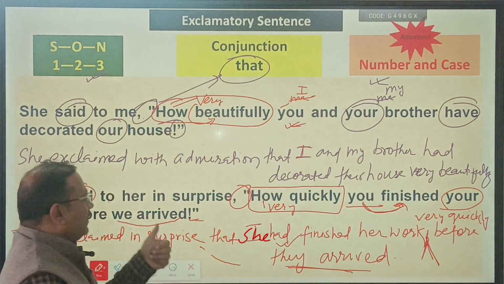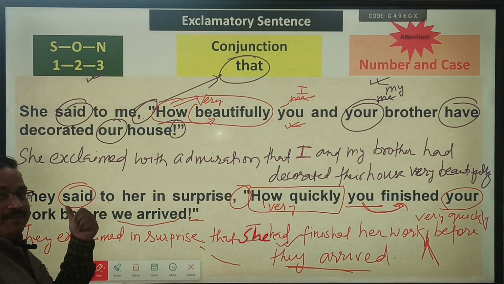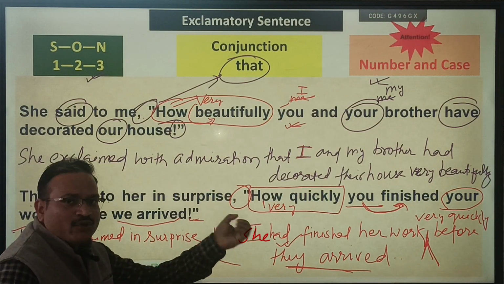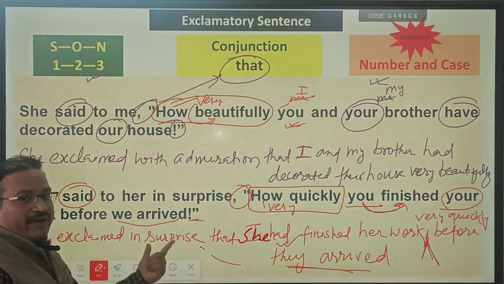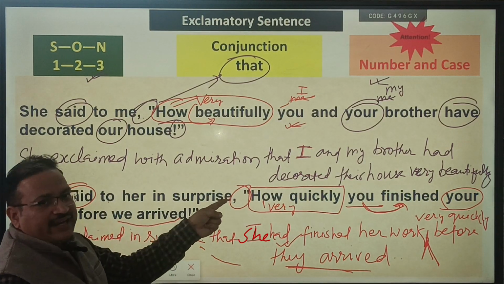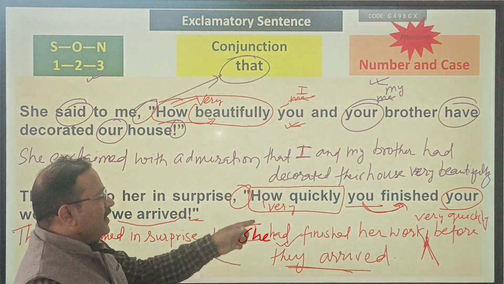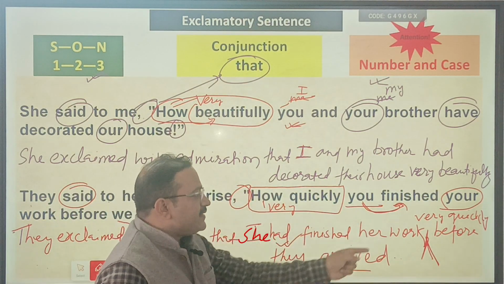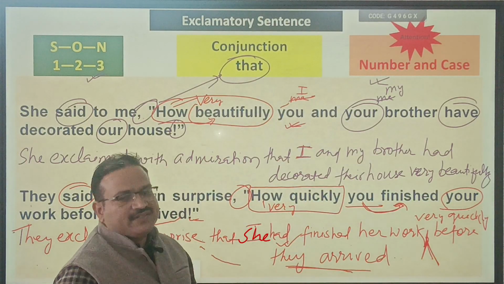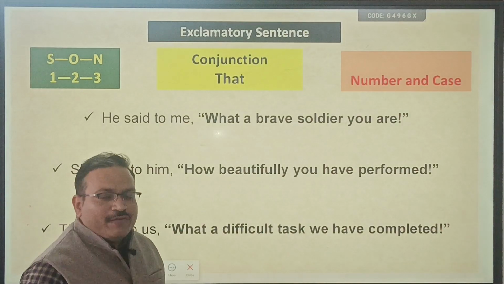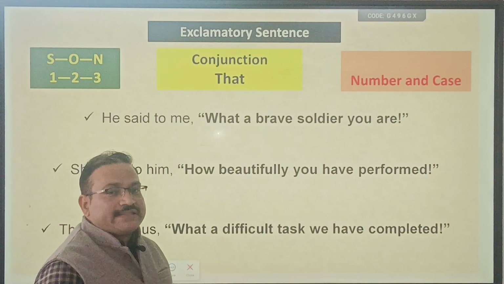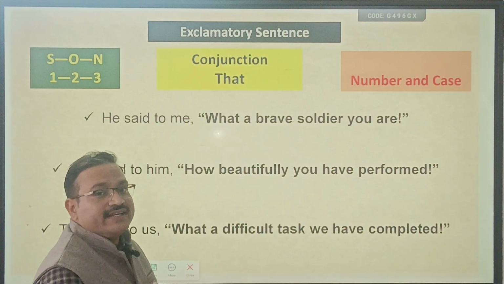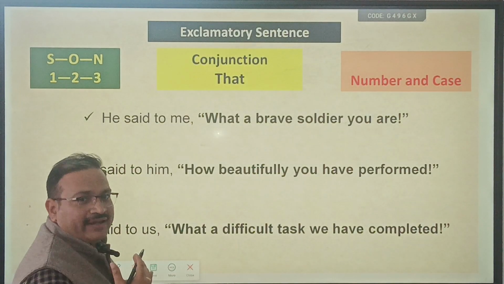So simple step. You have to change the reporting verb, exclaim, exclaim with what? Whatever feeling, emotion is there. So exclaim with surprise. Change again this inverted comma into that. Then how and what will change into very, and you have to place it suitably in the sentence. Then change persons and change tense. Simple. Now friends, we have a few more exclamatory sentences. Let us see how to change them into indirect speech when they are reported speech.